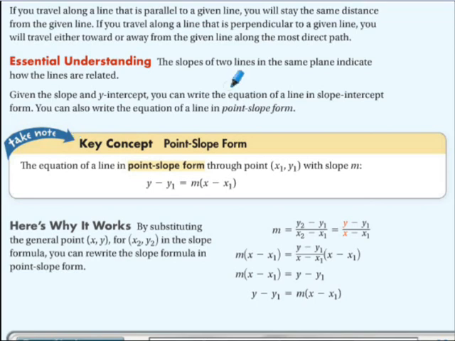There was a way of writing equations of lines that you learned about in Algebra 1 called point-slope form. It's named that because math teachers are really creative. And so all you need for it is a point and the slope.